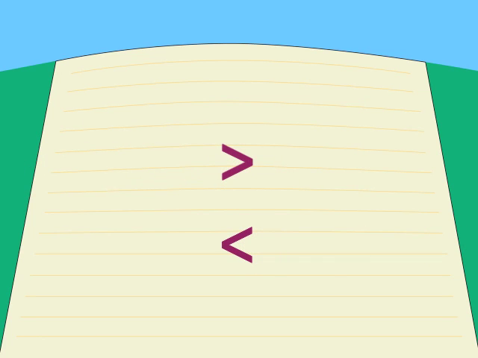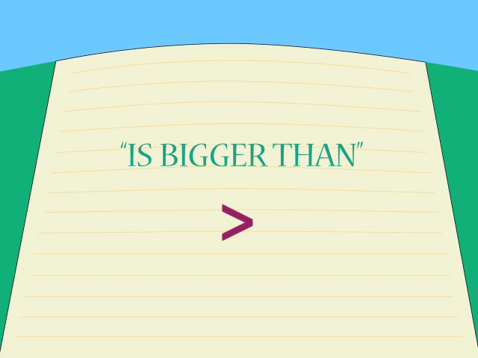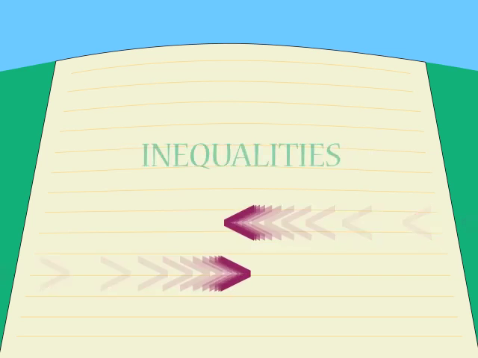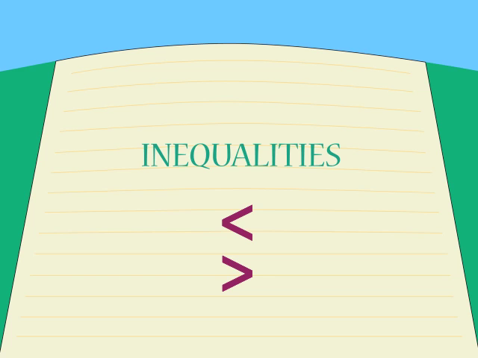The first one means is bigger than, and we use it to say, for example, that x is bigger than y, or something obvious like 3 is bigger than 2. You can guess that the other sign points the opposite direction and has the opposite meaning. We use it to say, for example, that a is smaller than b, or that 5 is smaller than 7. All of these expressions are called inequalities, and that's what this module is about.